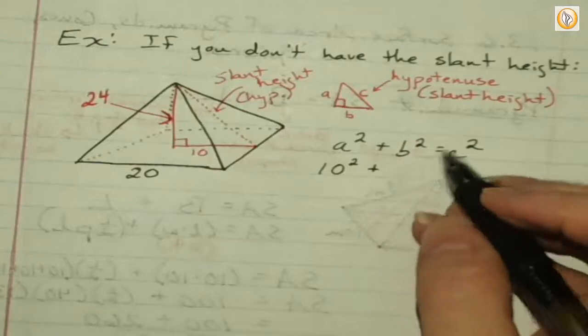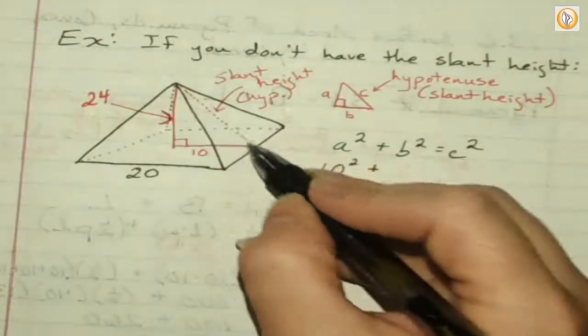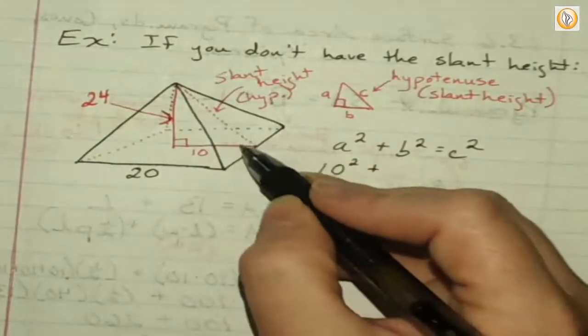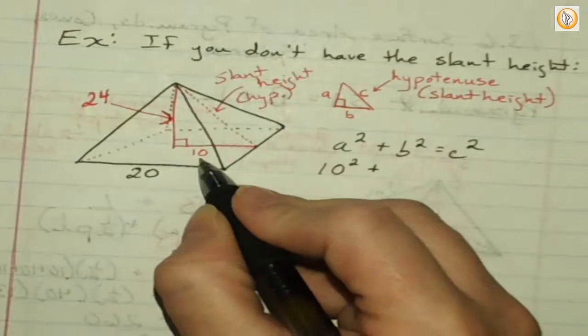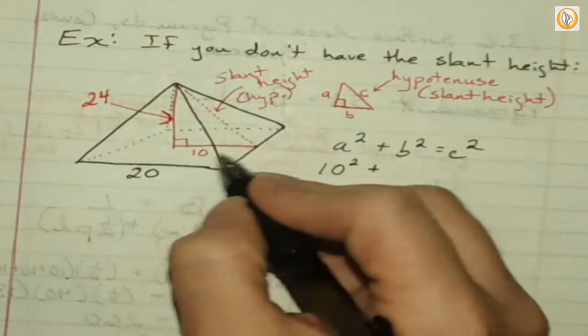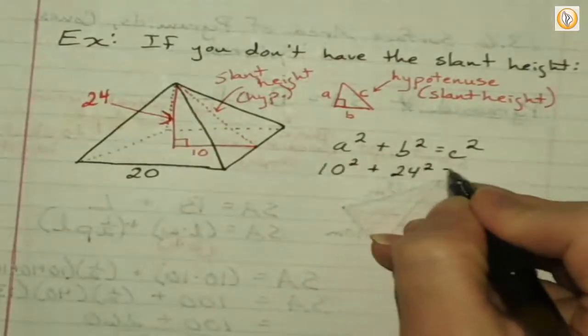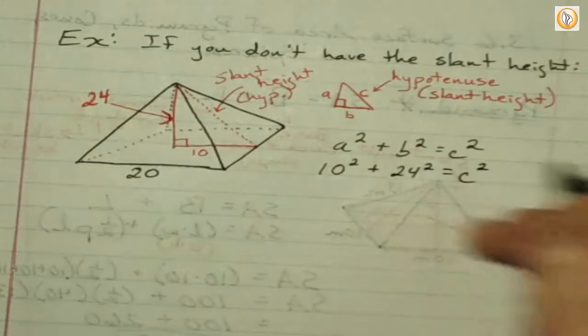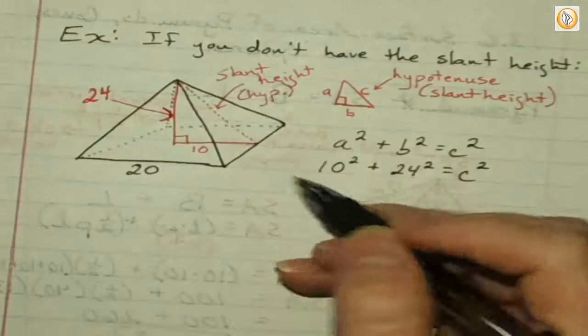Okay, so we're working with the right triangle, right? Because we're trying to find the slant height. One leg is 10. Do y'all see that? The other leg is 24. And we're trying to find the hypotenuse, because that's going to be our slant height.